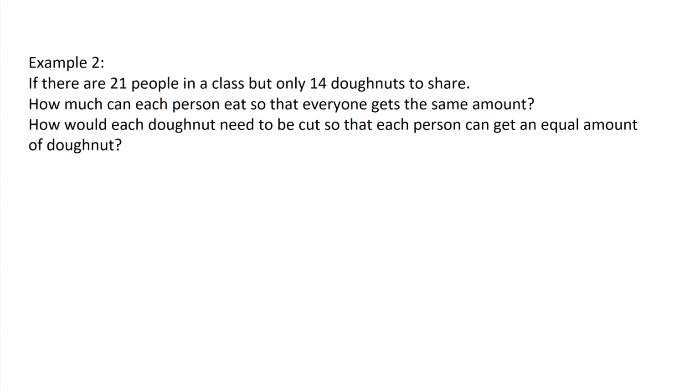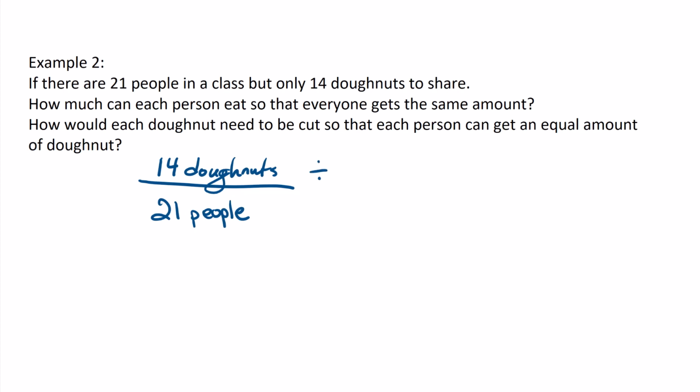In example 2, if there are 21 people in a class but only 14 donuts to share, how much can each person eat so that everyone gets the same amount? How would each donut need to be cut so that each person can get an equal amount of donut? Since there are more people than donuts, we're not going to expect that everyone will get a full donut. So we have 14 donuts over 21 people. Or you could say 14 donuts per 21 people.